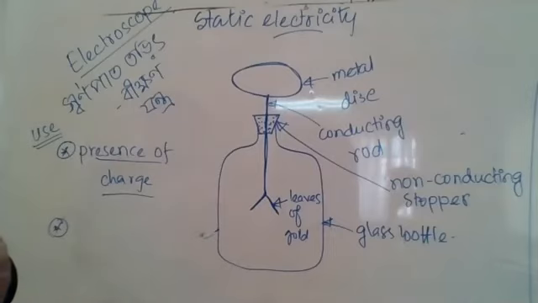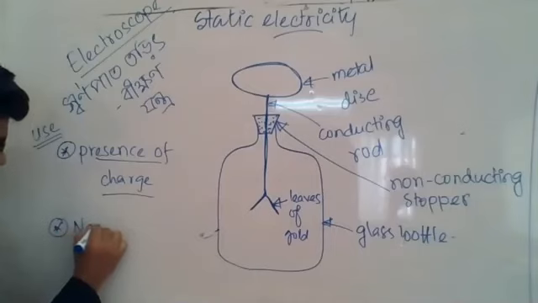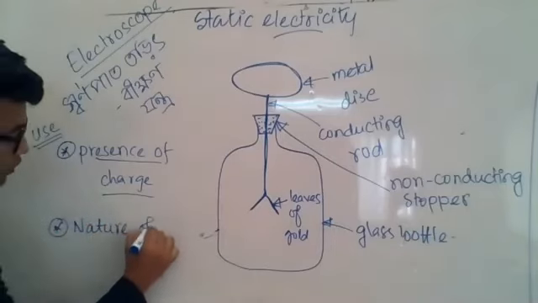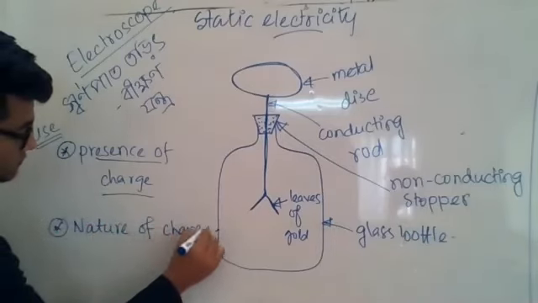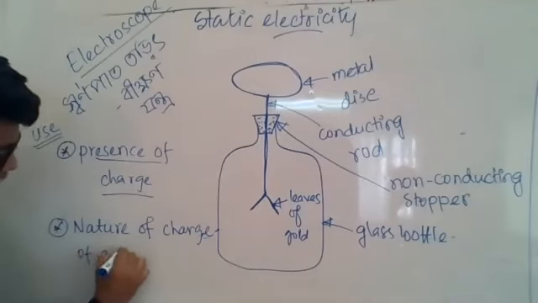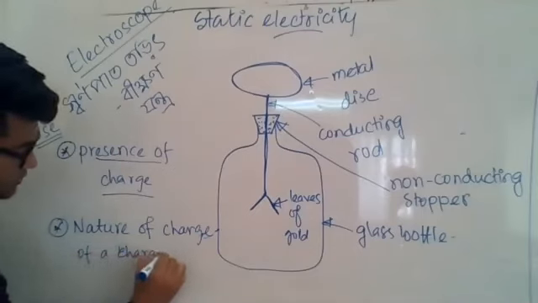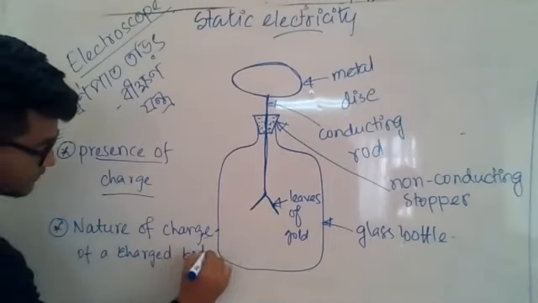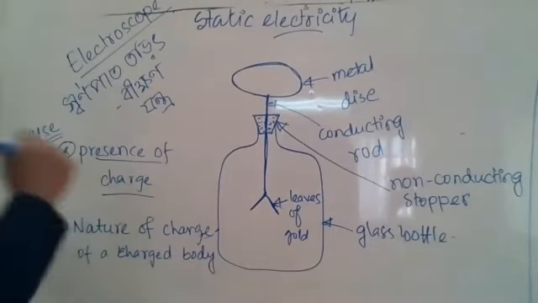Then there is another question, right? You have to do another experiment. So the electroscope will tell you whether this body is positively charged or negatively charged. So you can also determine the nature of charge of a charged body. If the body is charged, then you can find out whether it is positively or negatively charged.